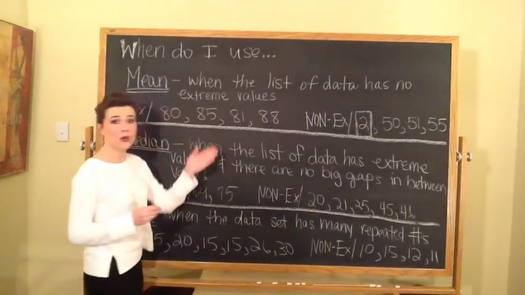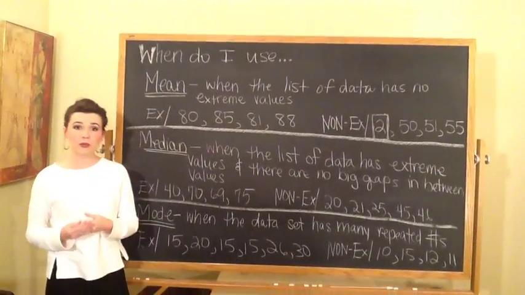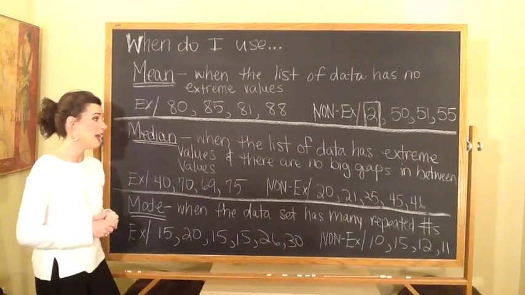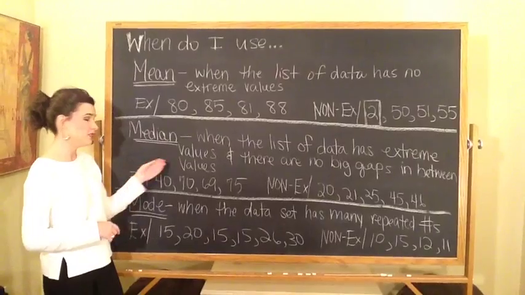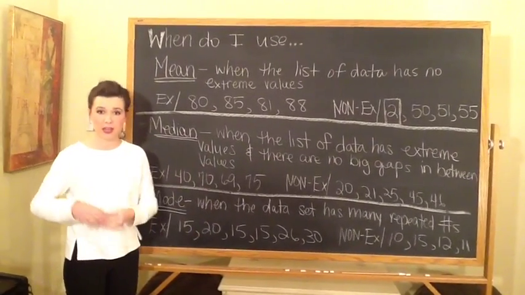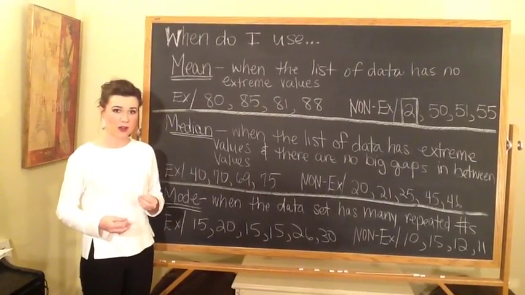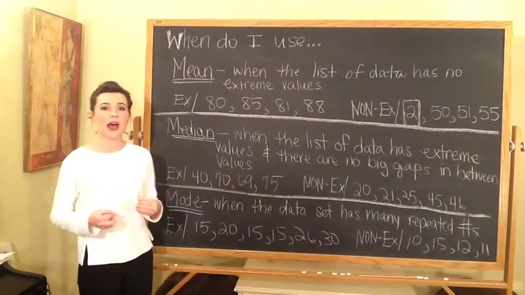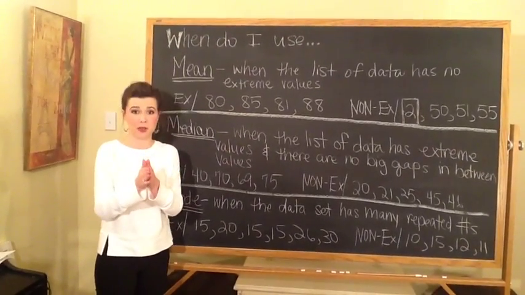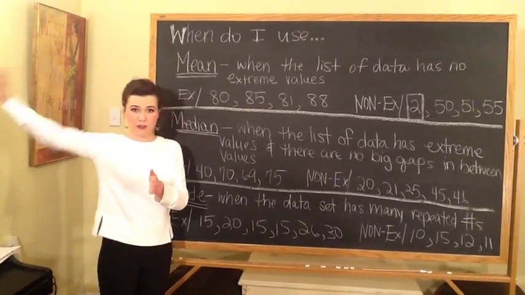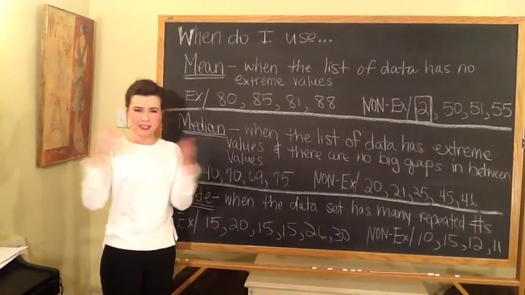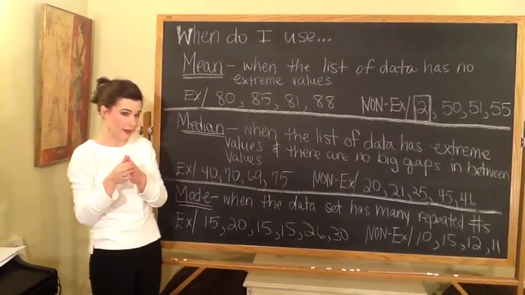Okay, when do you use the median? You use the median when the list of data has extreme values and there are no big gaps in between the values. You can have extreme values, a low one or a high one in the list, but you don't want to have a huge gap in the middle. If you're looking for the number in the middle, you don't really want a 50 and then a 2 and have to find the number in the middle, because that really isn't a good representation of your data.